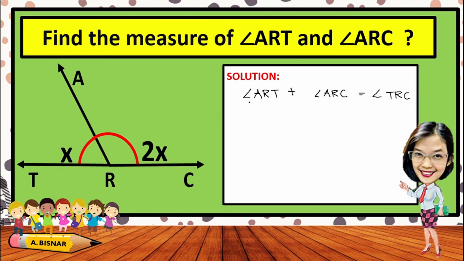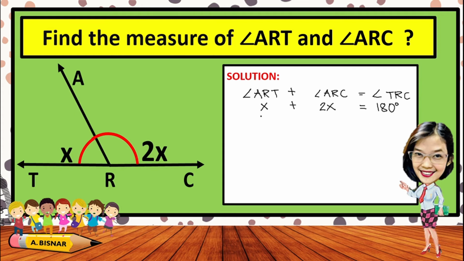So what's next? We'll substitute the given values. The measure of angle ART is x, so papalitan natin ito ng x. Ano naman yung measure ng angle ARC? We have 2x. Well, how about with this one, angle TRC? Since this is a straight angle, then the measure of it is 180 degrees.